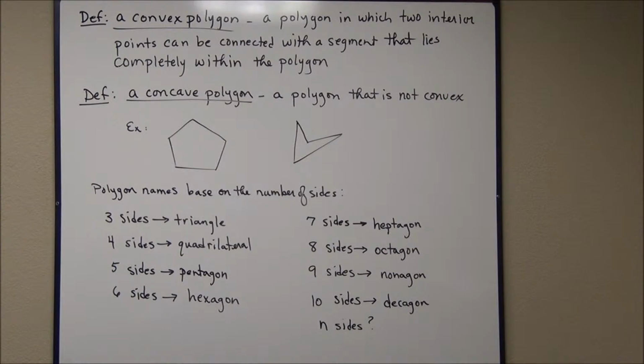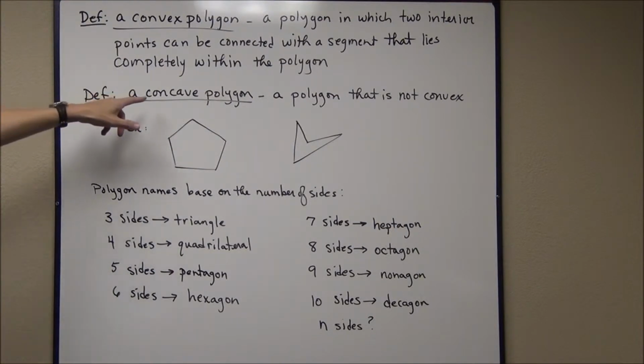A definition of a convex polygon, okay? Now, a convex polygon, we haven't talked about that. It's a polygon in which two interior points can be connected with a segment that lies completely within the polygon. Now, that sounds kind of weird. It's a little abstract, but I'll show you with the example here in just a moment. So, a convex polygon, two interior points can be connected with a segment that lies completely within the polygon itself.